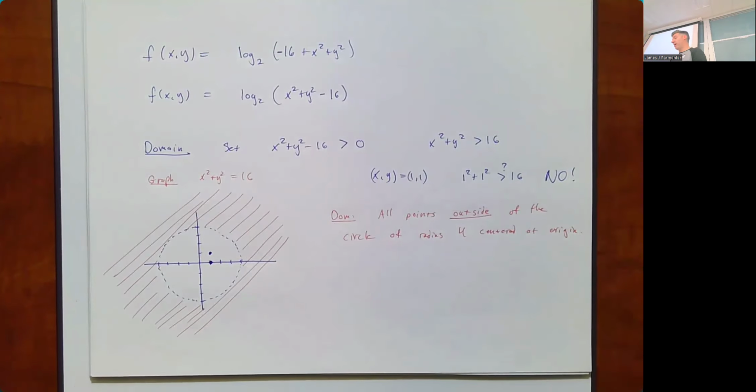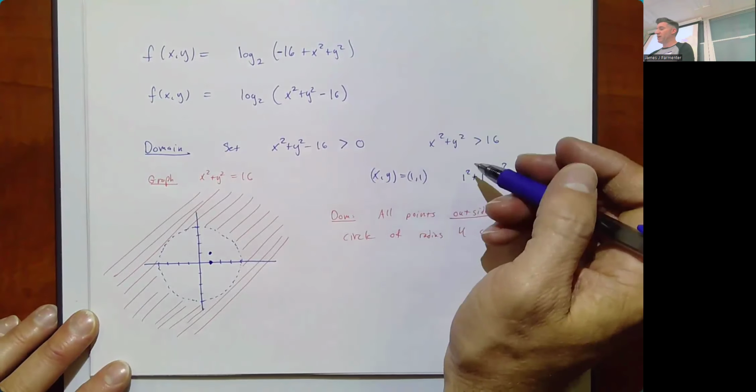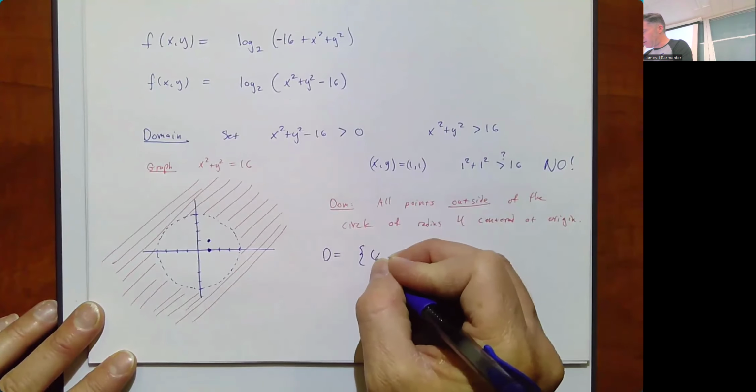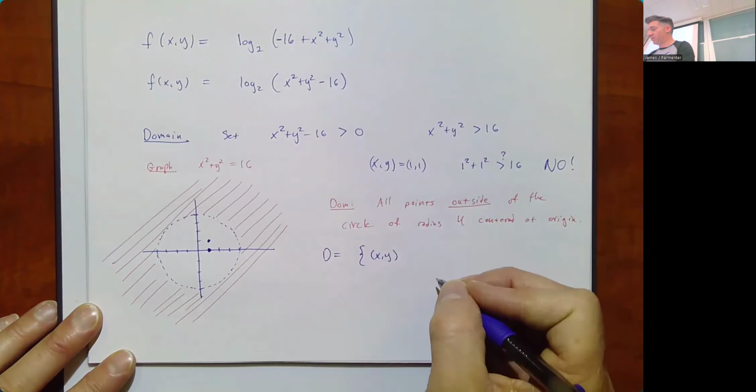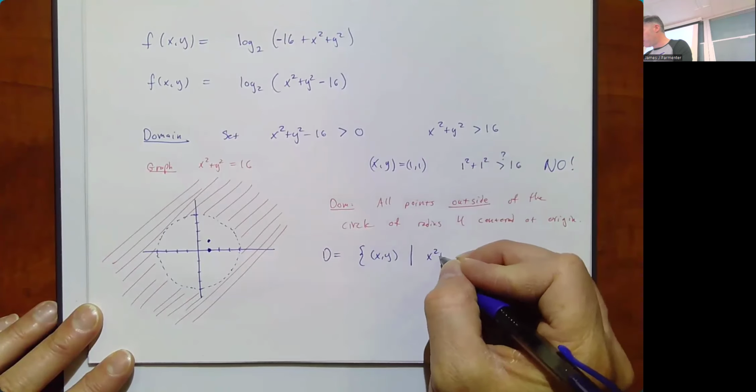Or written more mathematically, but again, here's the thing about writing the domain as a set. You've already done the work you need to do to write the domain as a set. You're literally going to take the inequality that you used to graph the domain in the first place and write it as: the domain is going to be the set containing all ordered pairs x comma y such that this inequality is true.